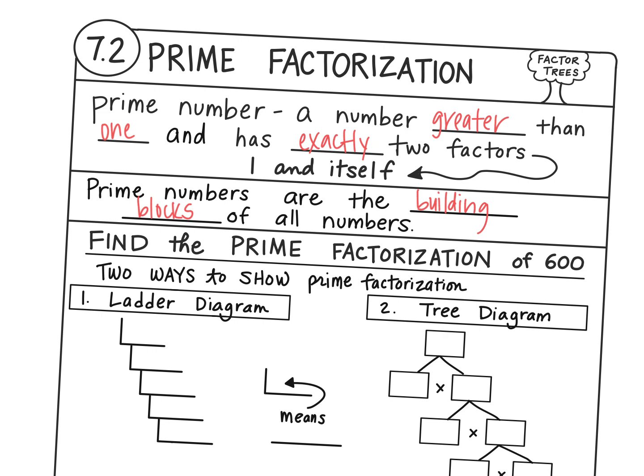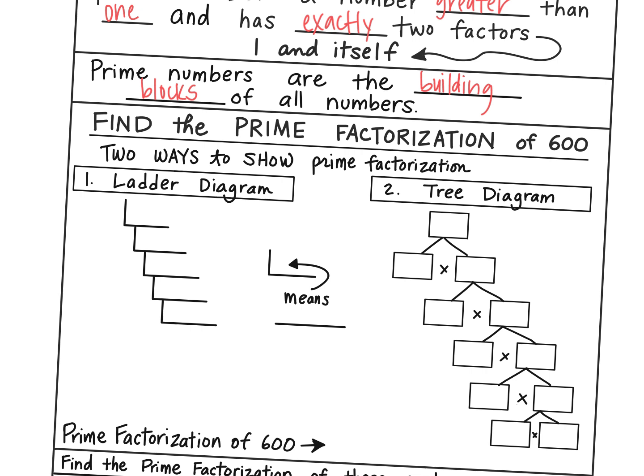So I have 2 ways to do it. One is the ladder diagram. I like to call it the upside down wedding cake because it looks like a wedding cake flipped upside down. The other way is a tree diagram. I want you to pick what you like and stick with that. You'll see the tree diagram again later in our book lesson, but I'm going to show you both. If I'm doing the prime factorization of 600, I'm going to start with 600 at the top.